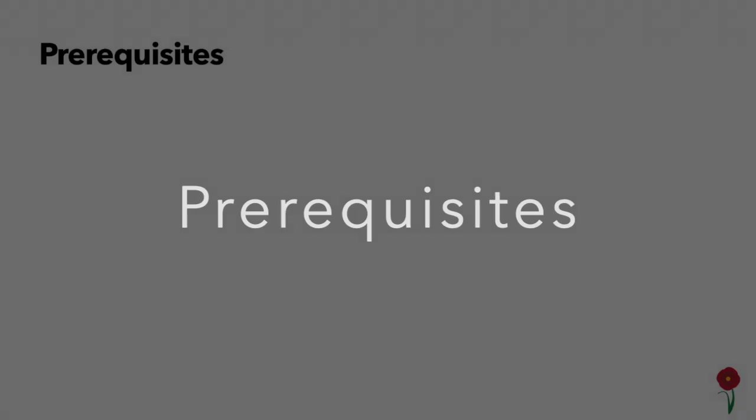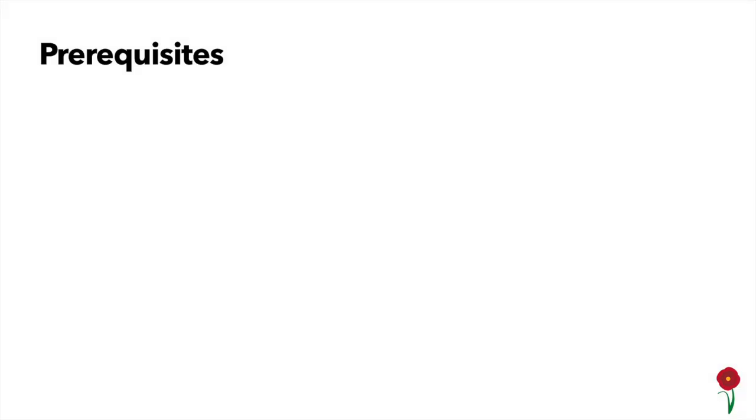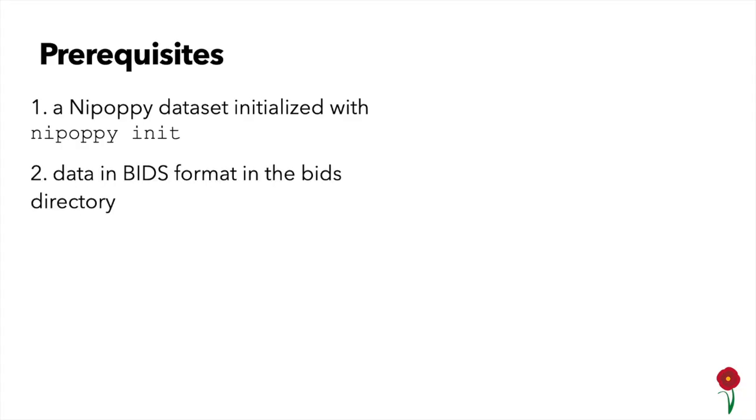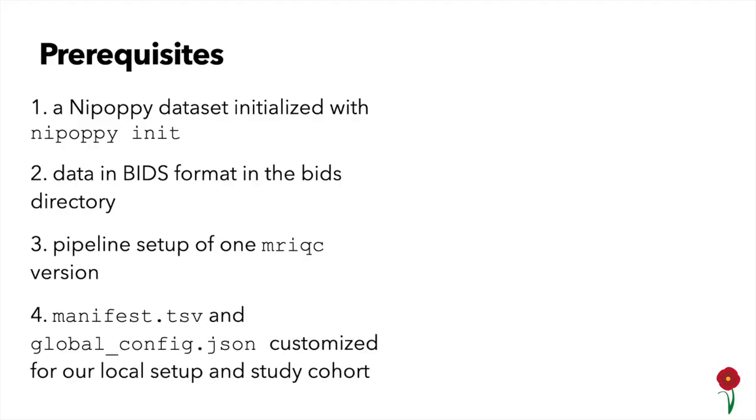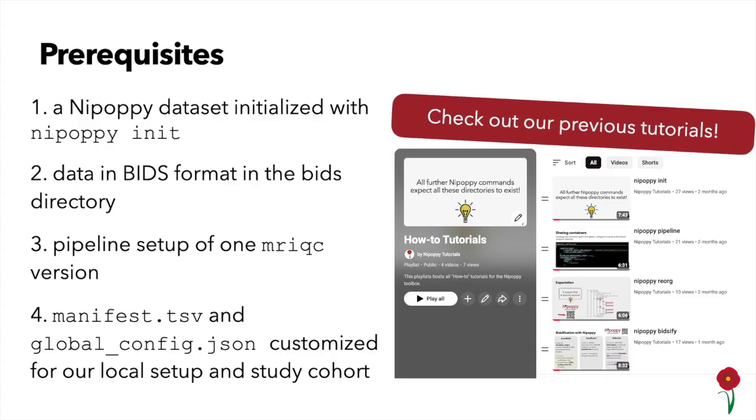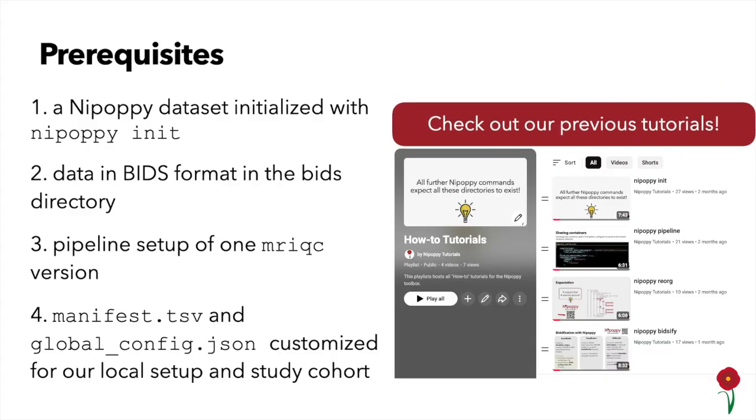To participate in this tutorial in a hands-on fashion, you will need a Nipoppy dataset created with Nipoppy in it, data in the BIDS format in the BIDS directory of your study dataset, an installed pipeline setup of MRIQC, as well as the manifest file and global config file customized for our local setup and study cohort. If you are missing any of these prerequisites, please check out our previous videos.